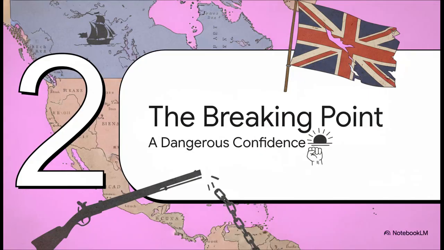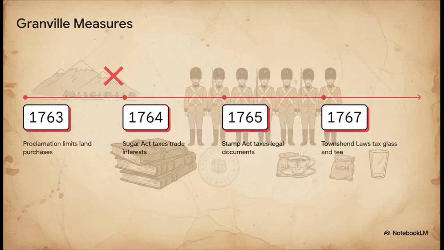Section 2. The Breaking Point. A dangerous new confidence. Now, this shift toward outright defiance really hit the gas after the 7 Years' War ended in 1763. With the French threat completely gone, the colonists developed this dangerous, undeniable new sense of confidence. But on the flip side, Britain unleashed a relentless wave of oppressive acts known as the Granville Measures.